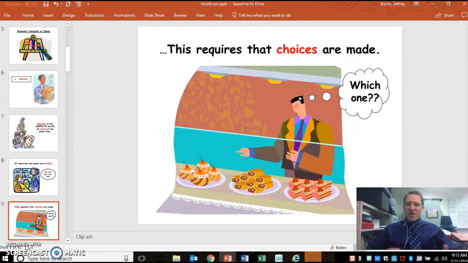You have to make choices. There are certain things that can be provided for you, certain things that maybe can't. And when we get later into global economy, that's why we try to obtain resources from other countries and sell them what we have excess of.